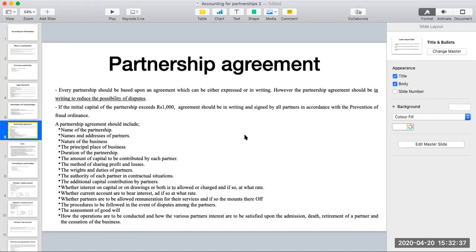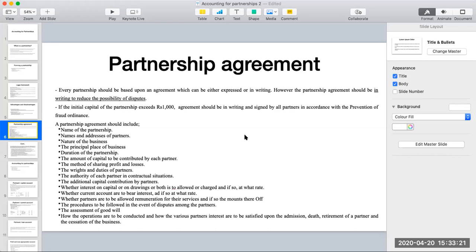Now we know this partnership agreement is the agreement between the partners. Therefore, obviously, the partnership agreement should include the name of the partnership. What is the partnership's name? Names and addresses of partners. Who are the owners of this business? Nature of the business. What type of a business they are conducting? The principal place of the business. Duration of the partnership. If there is a particular duration for this partnership, what is it? That means, let's say, they are forming a partnership only for a period of 5 years. So that has to be mentioned in the partnership agreement.